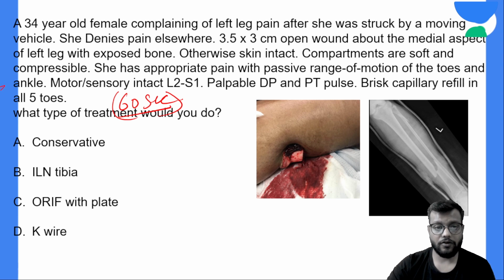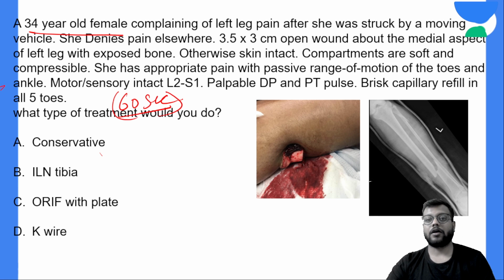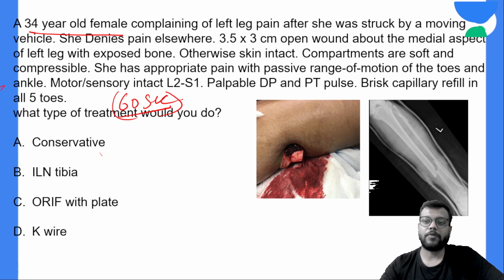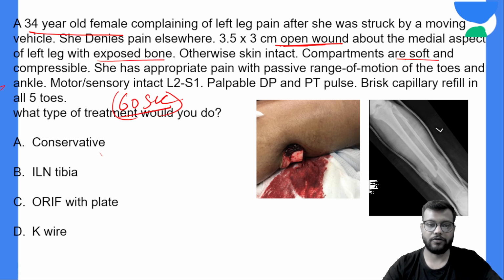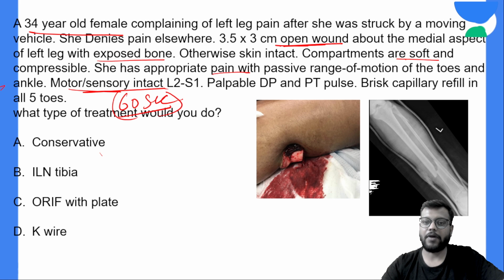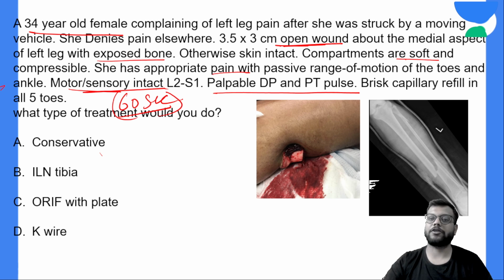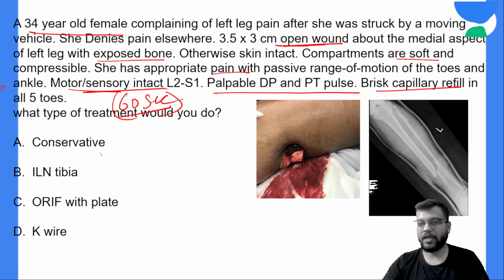A 34-year-old female complaining of left leg pain after she was struck by a moving vehicle. She denies pain elsewhere. 3 into 5 centimeter open wound about the medial aspect of the left leg with exposed bone. Otherwise skin intact. Compartments are soft and compressible, meaning there is no compartment syndrome. She has appropriate pain with passive range of motion of the toes and ankle. Motor sensory intact and palpable dorsalis pedis and posterior tibial pulse. Any neurovascular injury is not there. Brisk capillary refill in all 5 toes. Which type of treatment would you do?